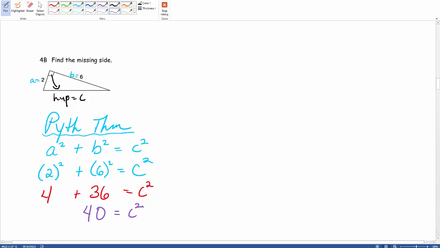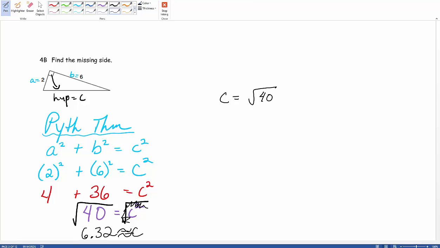And because we don't necessarily want c squared, we want just regular c by himself, we have to take the square root of both sides. Square root cancels off with the square, leaving us just that variable, c, equals the square root of 40, which comes out to be about 6.32.